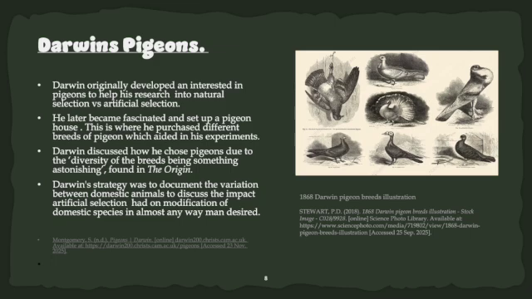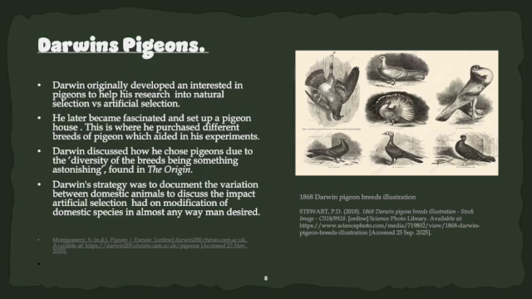Darwin first became interested in pigeons as part of his early investigation into natural selection versus artificial selection. At the time, pigeon breeding was a popular hobby in Victorian England, and he had pigeon breeders and sellers aid his investigation. As he became more fascinated, Darwin actually set up his own pigeon loft, purchasing many different breeds so he could study them closely. It's believed that he visited them daily for 20 years.